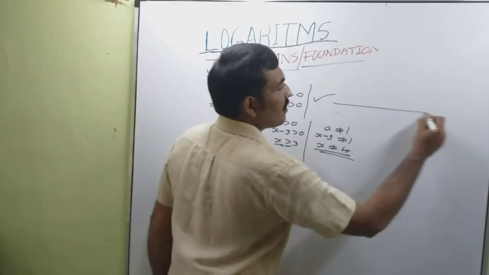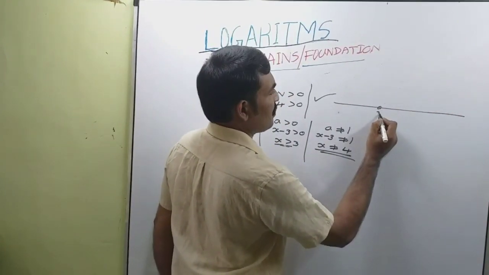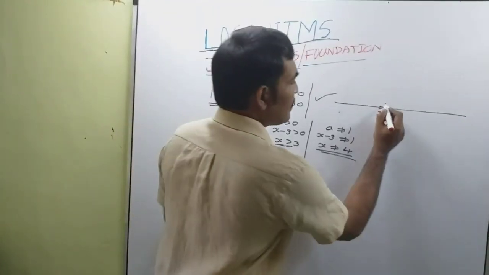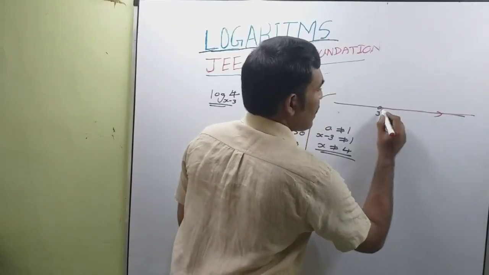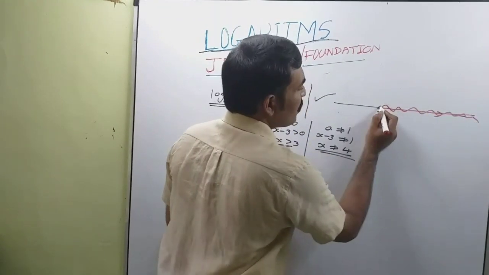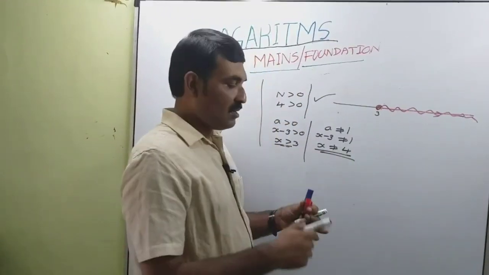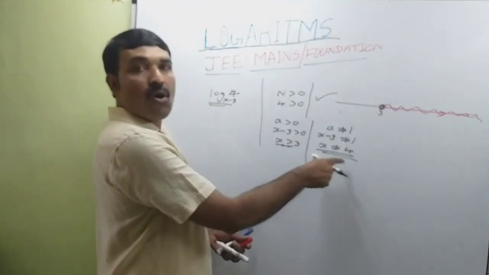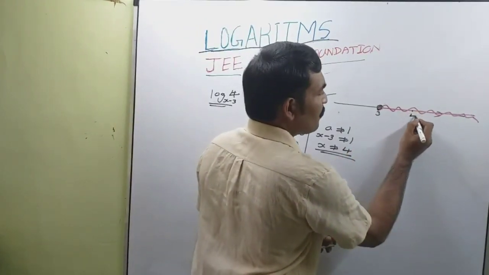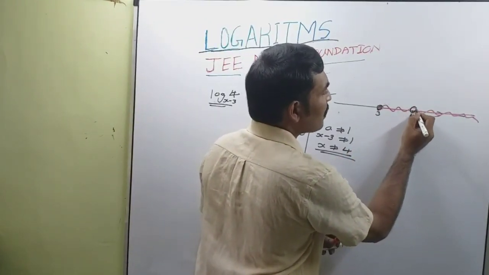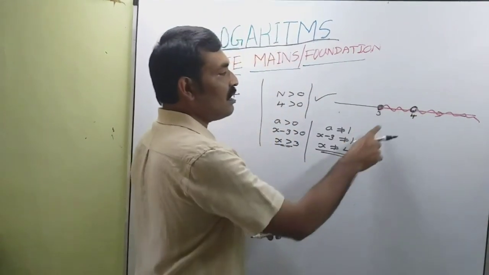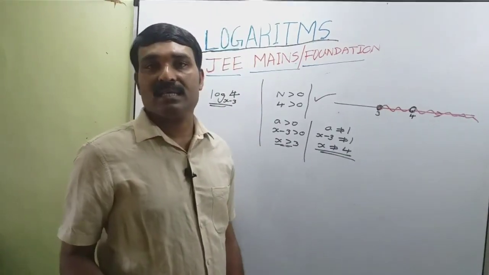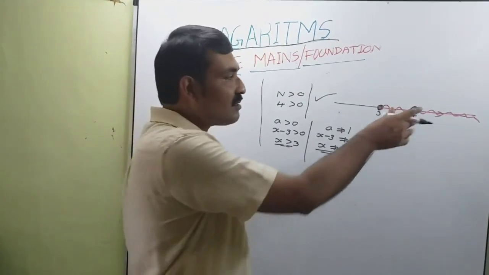So on the number line we can mark this as 3. x greater than 3 means this region. 3 is not included, so that is an open bracket. Now x is not equal to 4. Mark 4 here. So 4 is also not included. This red mark on the number line represents the value of x. This is the real axis.